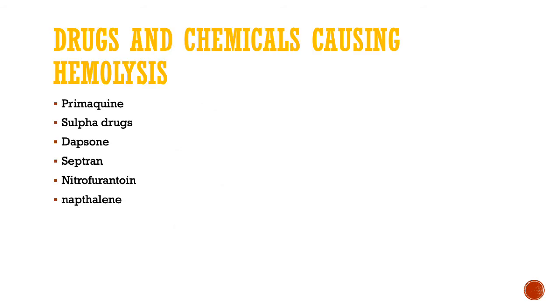There can be many drugs and chemicals which can cause hemolysis, like anti-malarial drugs such as primaquine or chloroquine. There can be sulfa drugs, there can be dapsone and Septrin, nitrofurantoin and naphthalene. All these drugs can lead to hemolysis.